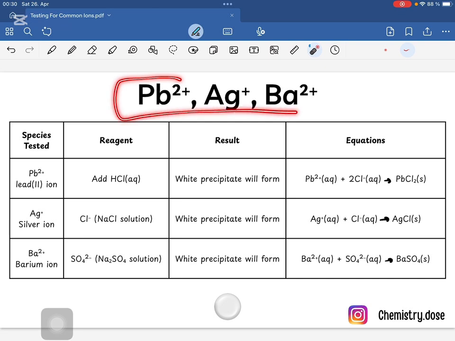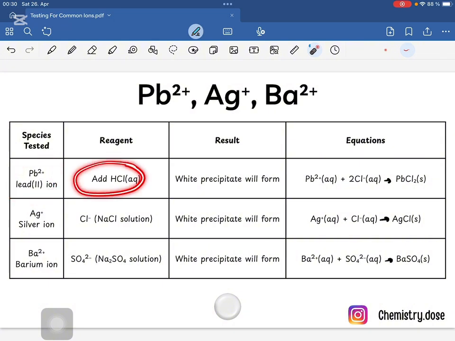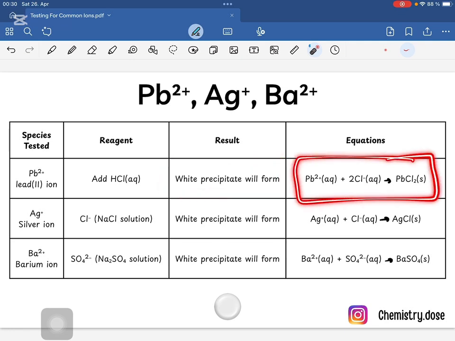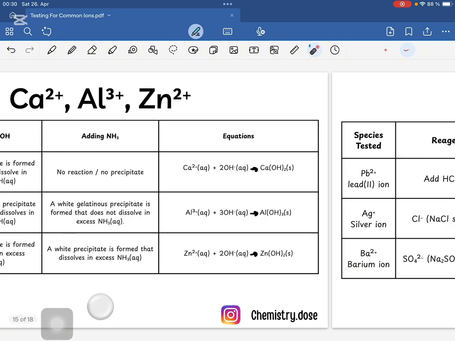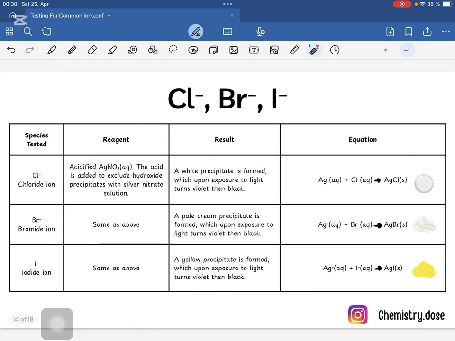Now for the Pb2+, Ag+, and Ba2+, all of them will form a white precipitate. For Pb2+, if we add HCl, Cl-, it will form a white precipitate, and this is the reaction that will take place. For Ag+, we went over it before, and we said it's actually the reverse, which is Cl-. Adding it to Ag+ will give a white precipitate.